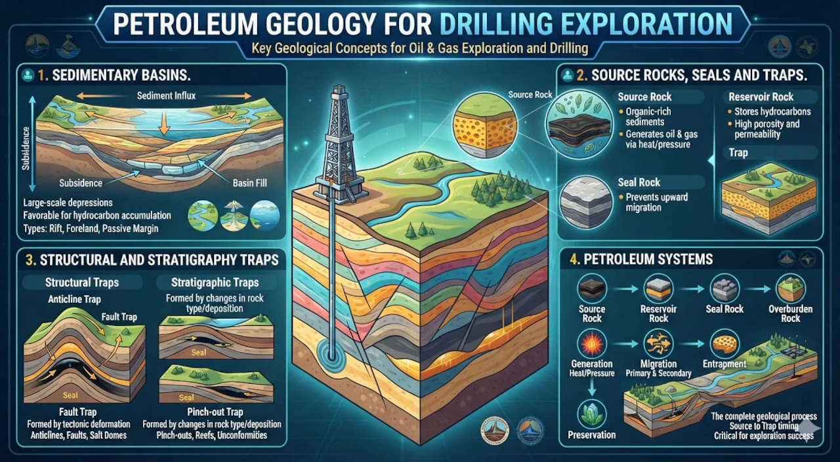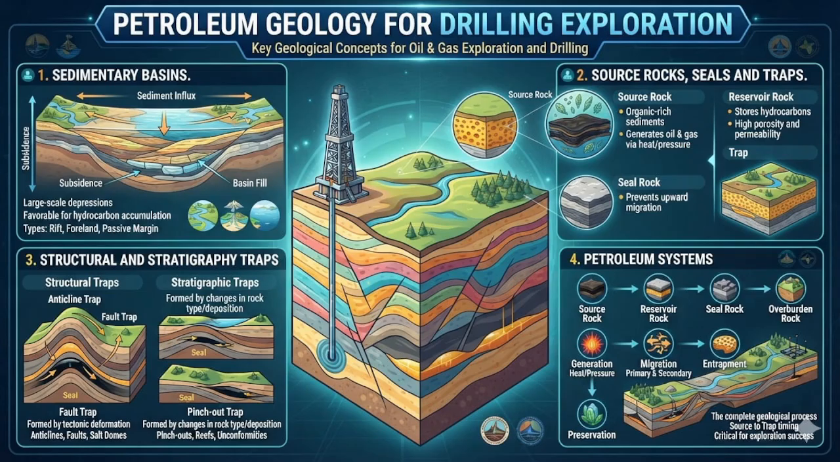And then now let's look basing on the examples. Examples of structural, we have anticline, we have fault, and we have salt dome. And then stratigraphic, we have the pinch out, unconformity, reef, among others. Now let's look basing on the detection. Structural traps are relatively easier with seismic data, and stratigraphic traps are more challenging and require a detailed interpretation. And then now let's look at petroleum systems.